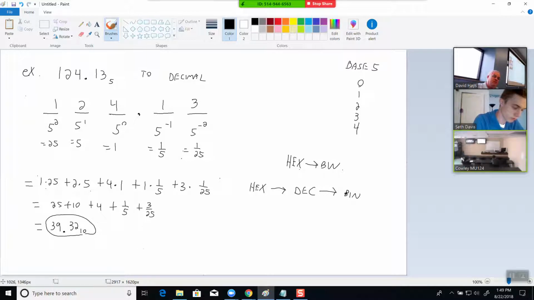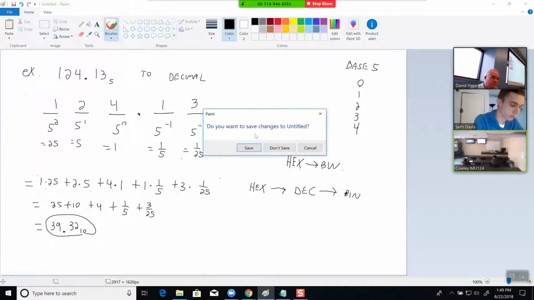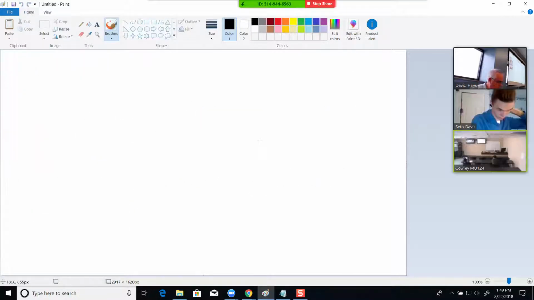Now let's just refresh the memory going the other way, going from decimal to another base. Everybody got that written down? Okay. So if we're going to start out with 132, and this is going to be in base 10, and we want to change that over to hex, base 16.